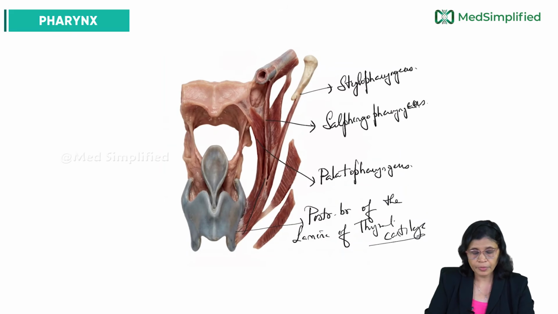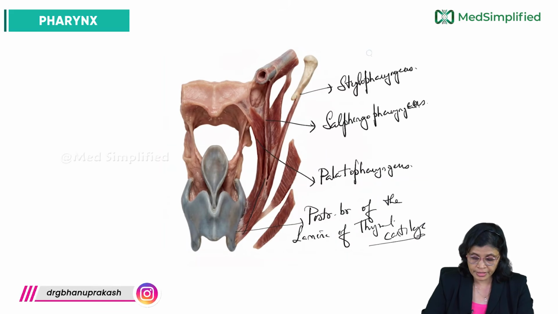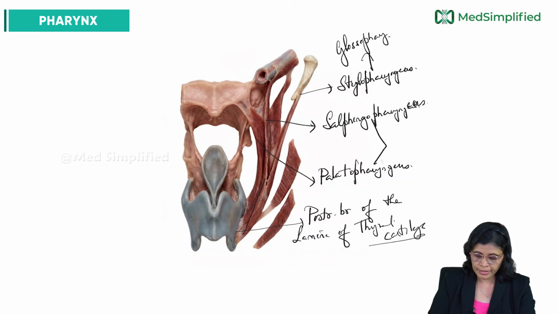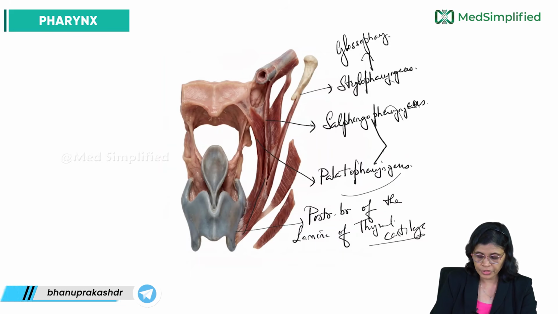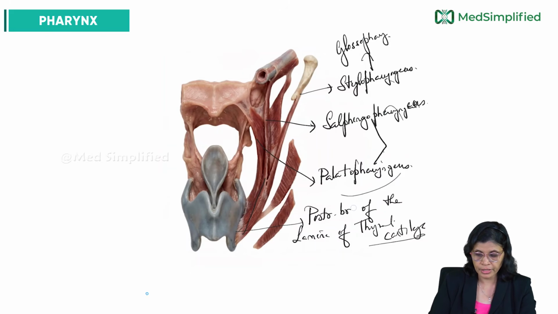Here the stylopharyngeus muscle is supplied by the glossopharyngeal nerve. You have to remember this, very important. The salpingopharyngeus and the palatopharyngeus are supplied by the cranial accessory nerve through the pharyngeal plexus, whereas stylopharyngeus is by the glossopharyngeal nerve.